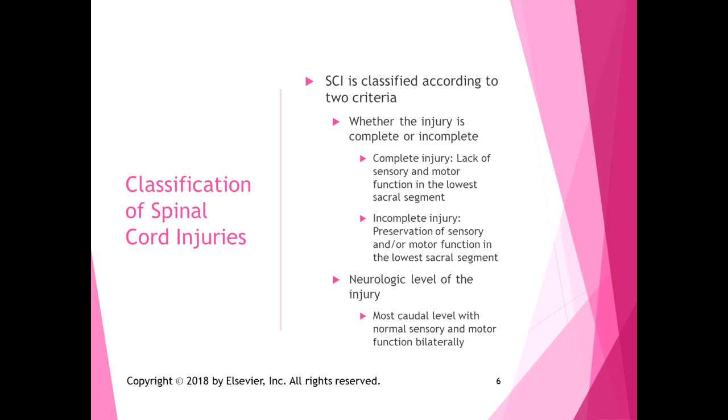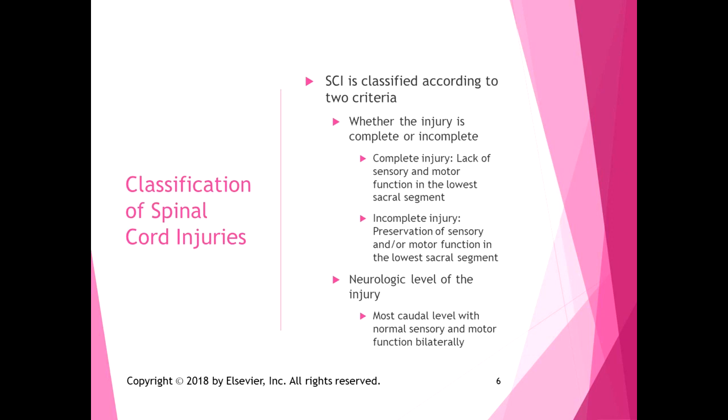So spinal cord injuries are classified according to two criteria. The first criteria is whether the injury is complete or incomplete. A complete injury is the lack of sensory and motor function in the lowest sacral segment. That's the definition of a complete spinal cord injury. Incomplete injury is preservation of sensory and or motor function in the lowest sacral segment.